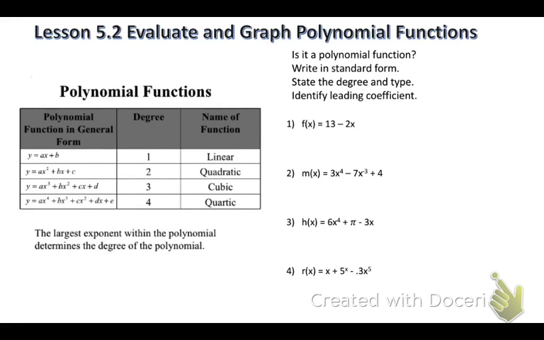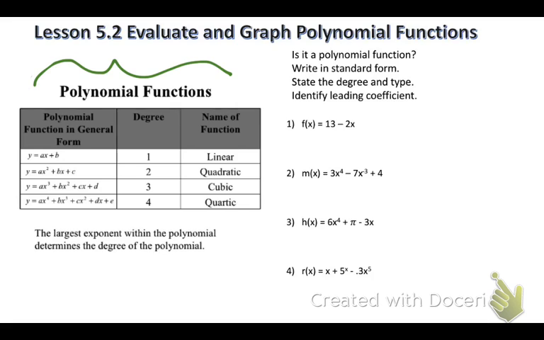Lesson 5.2, Evaluate and Graph Polynomial Functions. We've graphed linear and quadratic functions, but by the end of this lesson we'll expand to our polynomial functions. Before we graph, however, we need to cover a few things, and I've included this chart to remind you of some basics from Algebra 1.